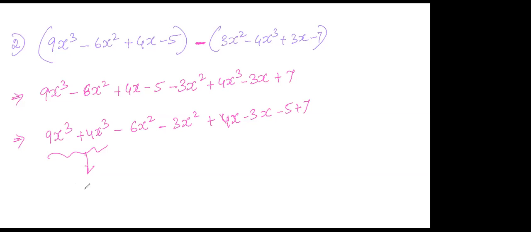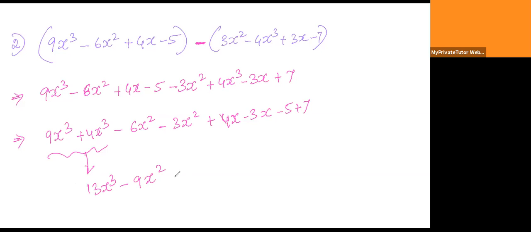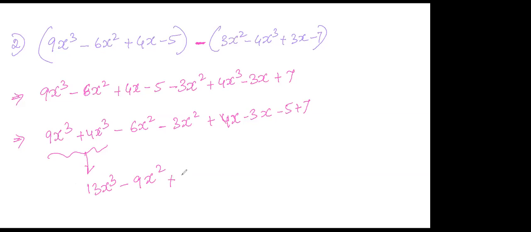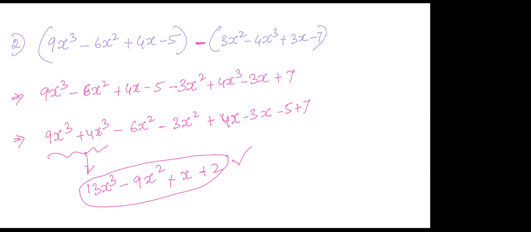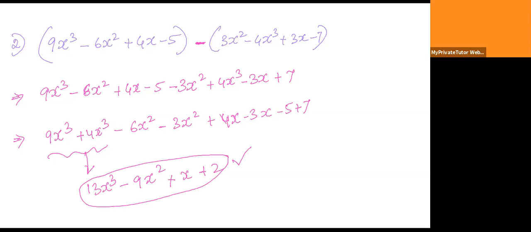Sir, the answer is 13x cubed minus 9x squared plus 1x plus 2. 9x square plus 1x. We can write it as x plus 2. I hope everyone agrees to this. Anna, do you understand? Joseph, what about you? Yes. Okay, so let's go to the questions now. Actual questions. Just give me a second.